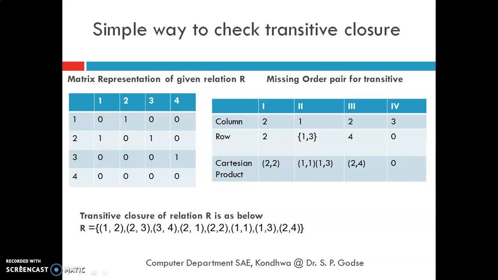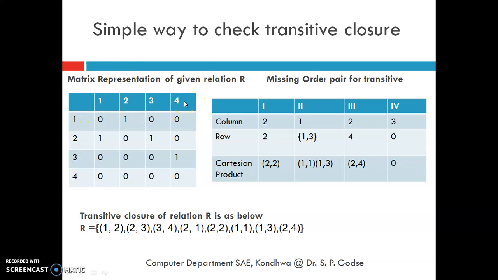In this case, the relation is on set A, and set A contains 4 elements. So we require a 4 by 4 matrix. Here I have taken a 4 by 4 matrix. Write down 1, 2, 3, 4 on the row side and 1, 2, 3, 4 on the column side.